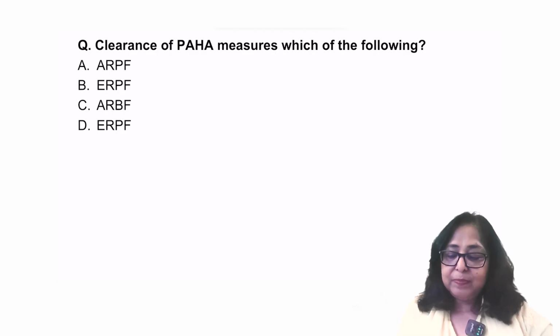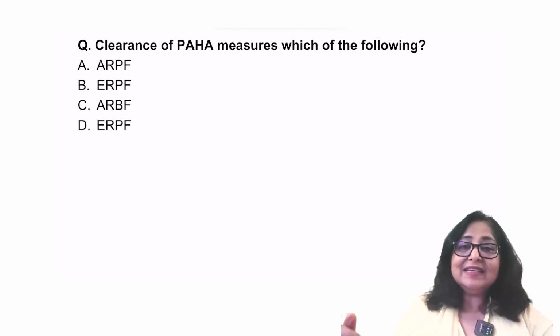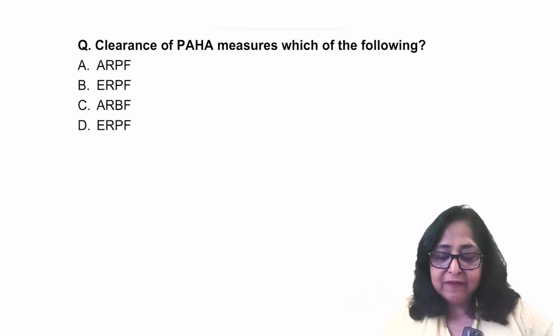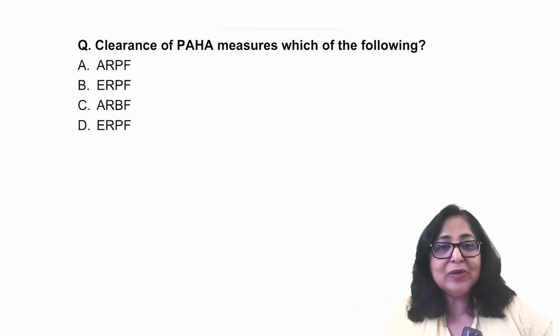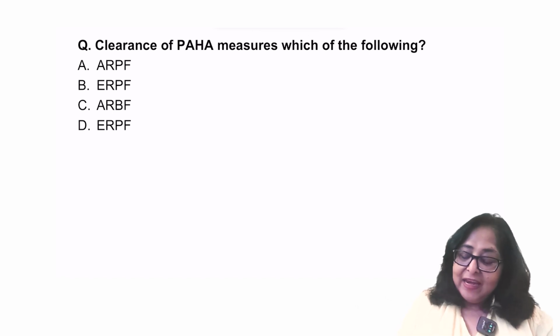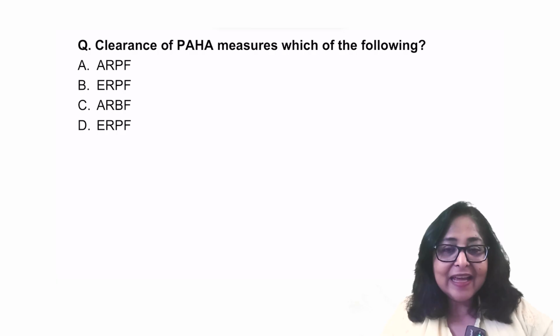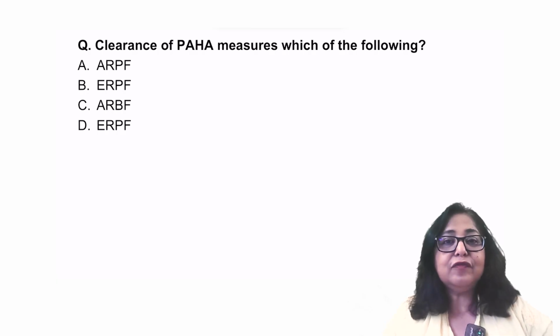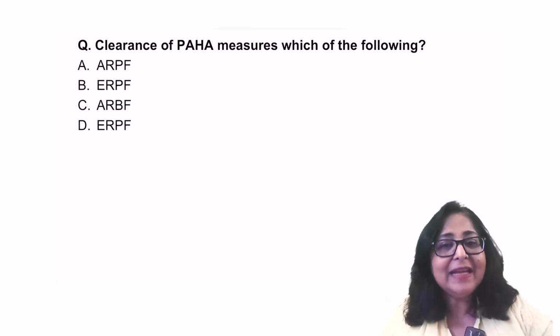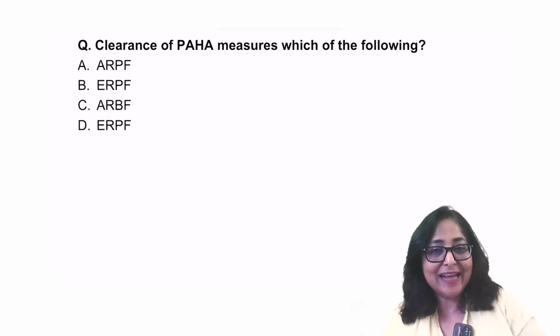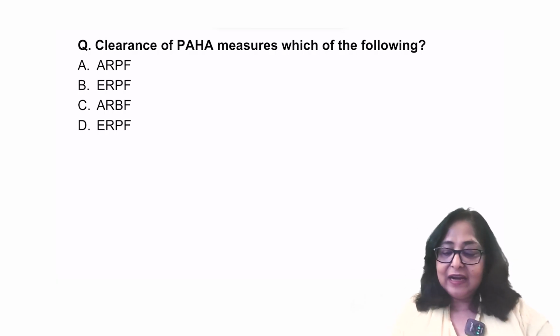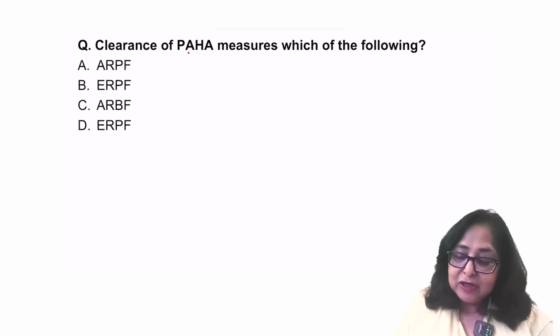Clearance of para-aminohippuric acid measures which of the following? Is it actual renal plasma flow, effective renal plasma flow, actual renal blood flow, or effective renal blood flow? Now, clearance of para-aminohippuric acid is very high because para-aminohippuric acid is freely filtered and completely secreted in the PCT itself. So, the clearance of para-aminohippuric acid measures the renal plasma flow.